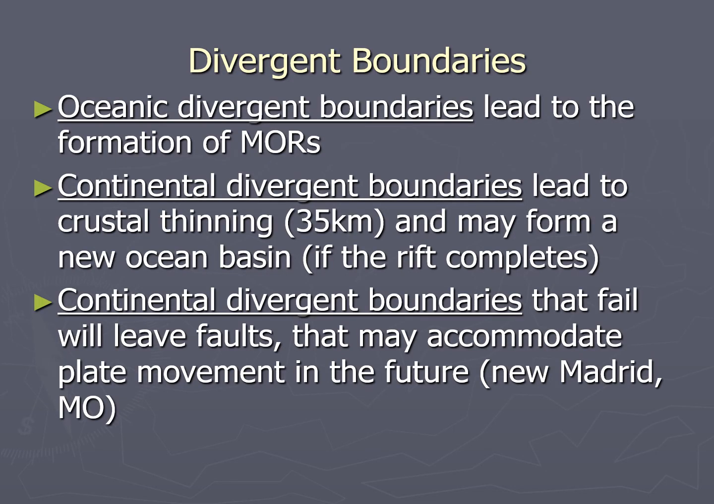Okay, more on divergent boundaries. So our oceanic divergent boundaries lead to mid-ocean ridges like the Mid-Atlantic Ridge. Continental divergent boundaries will give you crustal thinning, and they may form a new ocean basin if the rift completes. Is it possible that the East African Rift will complete and that we'll have an ocean basin in there someday? That is definitely possible. Continental divergent boundaries that fail will leave behind faults that will accommodate plate movement in the future and lead to potentially large earthquakes, like in the case of New Madrid, Missouri.